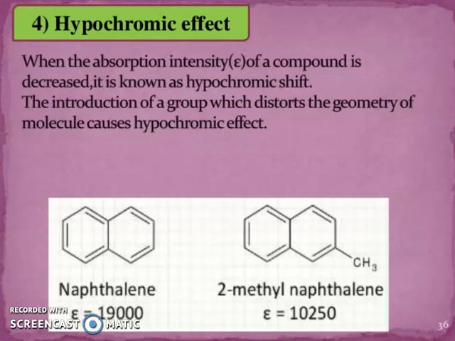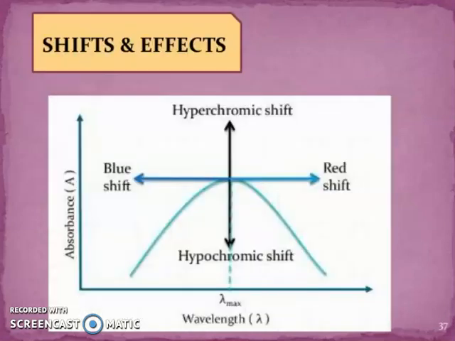Hypochromic shift. When the absorption intensity epsilon of a compound is decreased, it is known as hypochromic shift. The introduction of a group which distorts the geometry of molecules causes hypochromic effect. You can see naphthalene epsilon 19,000 and 2-methylnaphthalene epsilon 10,250. So, shift and effect. You can see the red shift and blue shift, hyperchromic shift and hypochromic shift. Absorption versus lambda max.